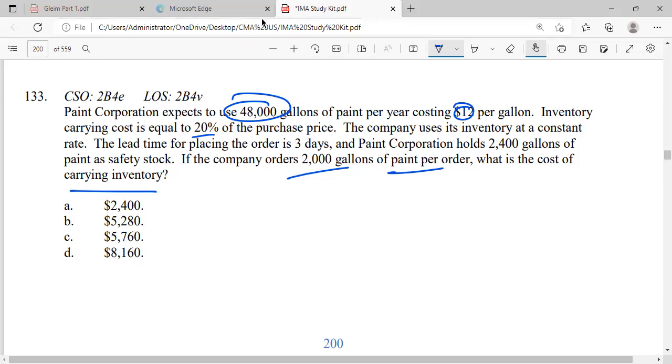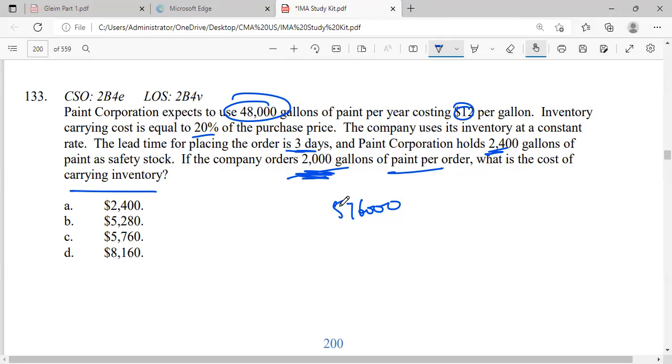So here it is: 48,000 into 12, that is 576,000. That is what the corporation expects for paint per year. Then 20% of the purchase price. The company uses inventory at a constant rate. The lead time for placing the order is 3 days. The company holds 2,400 gallons of paint as safety stock. So this is a particular order which you are going to make.